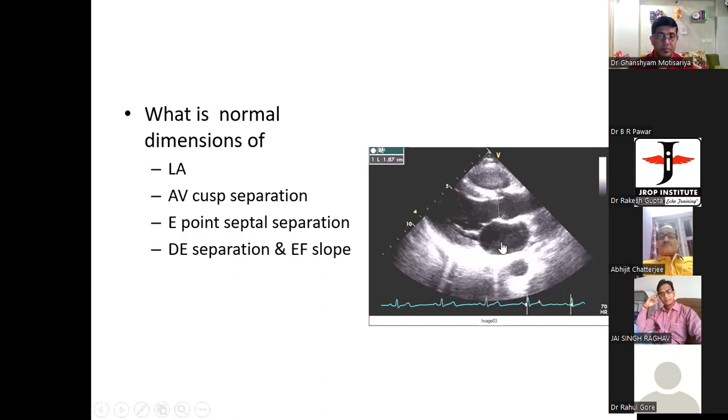This is LA. This is Avicus separation. And when the mitral valve opens, this is E point septal separation. Then D excursion and EF slope. D excursion is again 15 to 26, and EF slope is 50 to 150 millimeters per second. Remember, these are going to be utilized now in subsequent classes. Right, Jaising? Read.